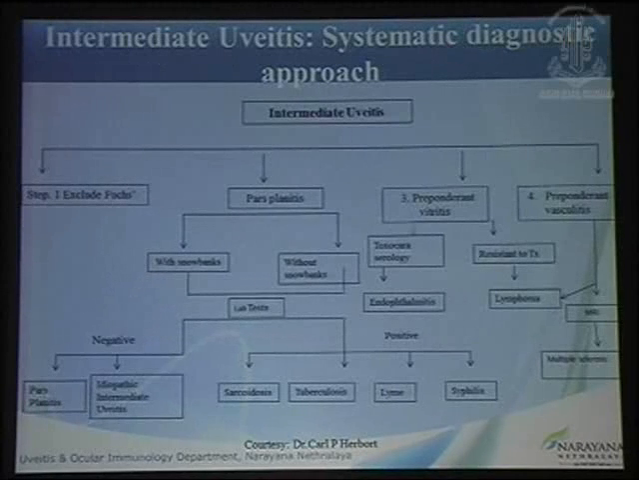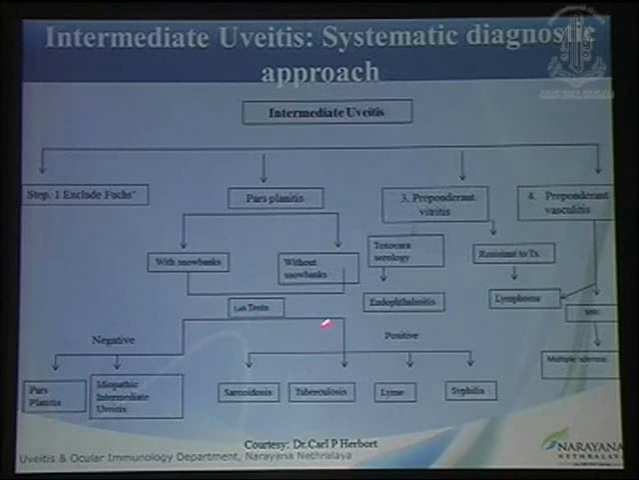Coming to the systemic approach, whenever we see a case of intermediate uveitis, we need to rule out that we are not dealing with a case of Fuchs. Most often, anterior vitreous cells are seen in Fuchs. The next comes pars planitis, whether the patients have snow banking or without snow banking. Depending on that, we order the laboratory investigations. If it is negative, it could be pars planitis or idiopathic intermediate uveitis.